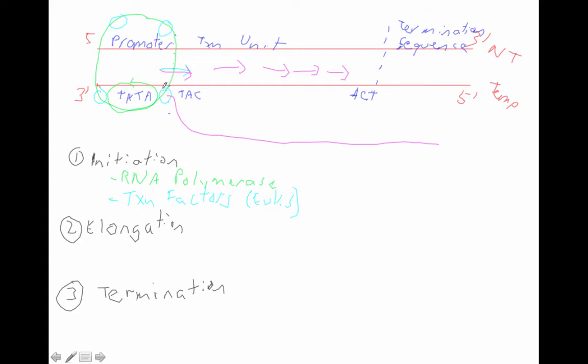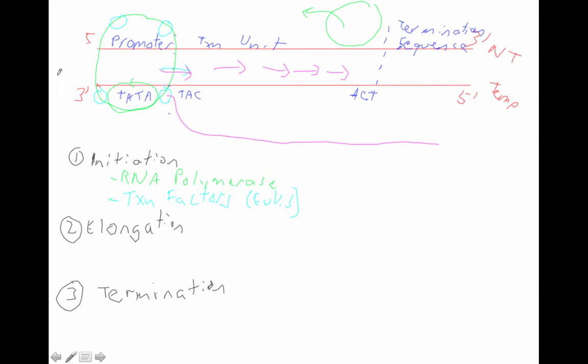This moves at a pretty fast pace until it hits this termination, or the terminator sequence. Once it hits this terminator sequence, a few things will happen. The RNA polymerase will fall off. I'm going to draw that here. It's kicked off, and it goes on to transcribe another gene, but it's off of this gene for now.